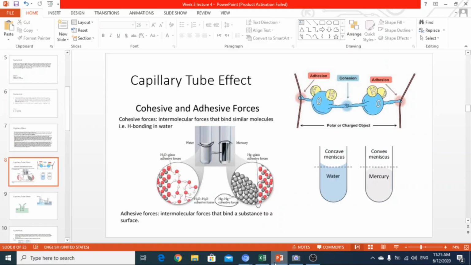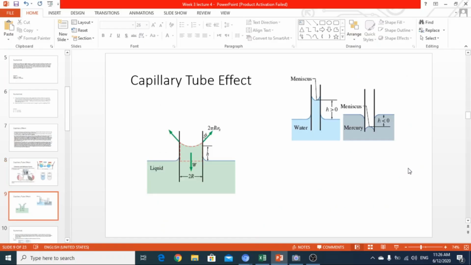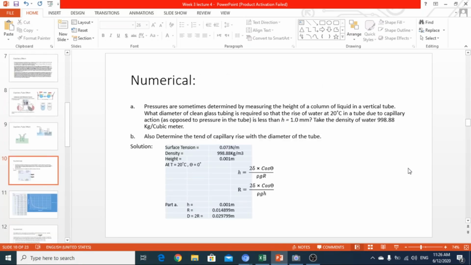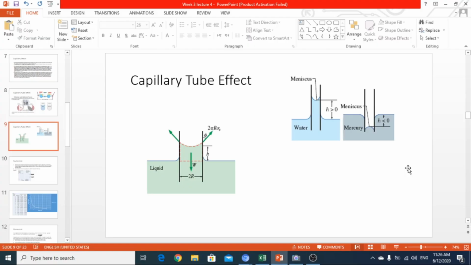Then we have, I just showed you what are cohesive forces, what are adhesive forces, concave meniscus and convex meniscus for mercury. And we have derived these equations as well. One more thing is that the meniscus describes whether the capillary rise will occur or not.